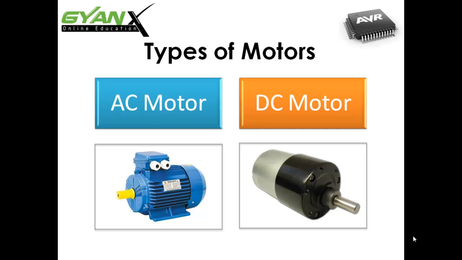So basically there are two types of motor. One is the AC motor and one is the DC motor. As all of you are aware of what AC and DC motors are, let me give you a small description of the AC motor. An AC motor is an electric motor driven by an alternating current.